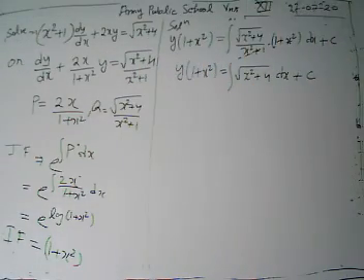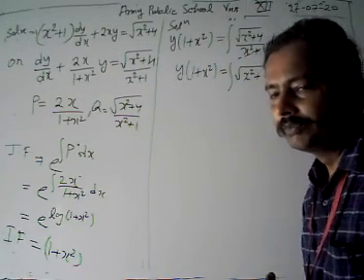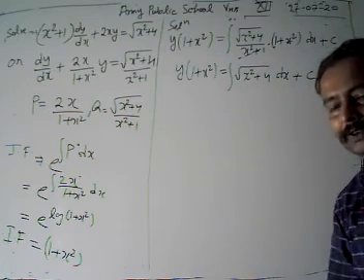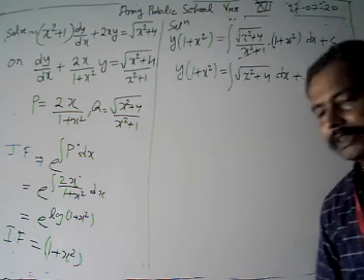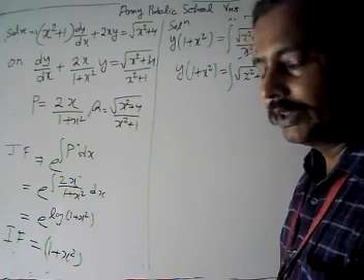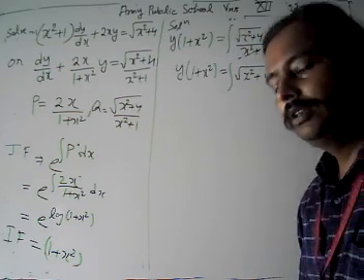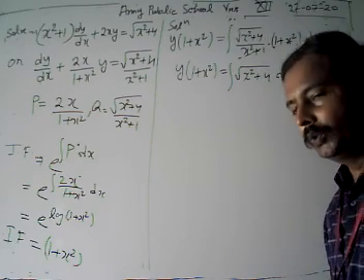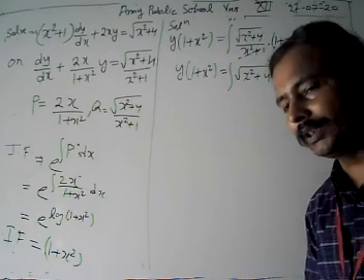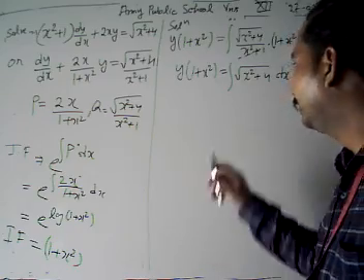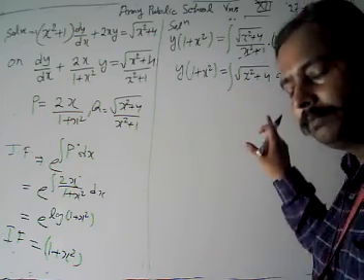I already told you, please learn these values. Now it's an integration of the type x square plus a square. What is the integration of under root x square plus a square? It's a square by 2 log of mod x plus under root x square plus a square. Here our a is 2.